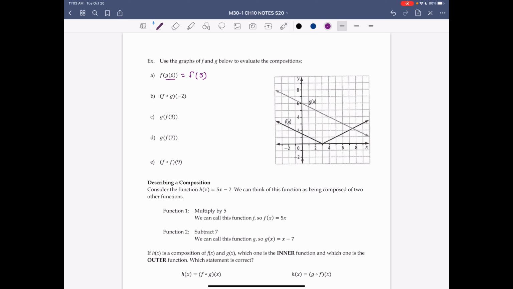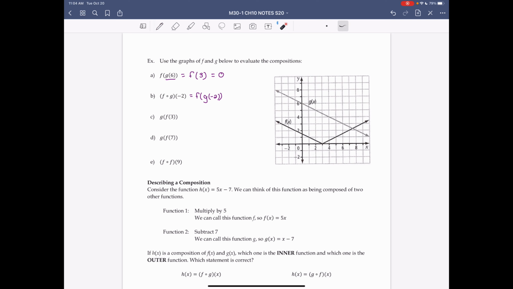Then we evaluate f of 3, so we look at our function f of x when x equals 3, y equals 0, or f of x equals 0. So f of 3 is 0. F of g of negative 2, this means f of g at negative 2. So start with the inner function, g of negative 2.